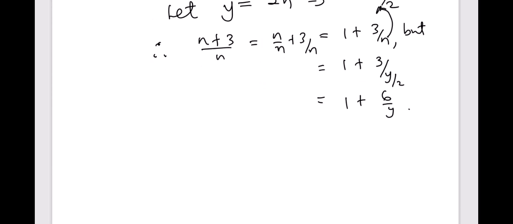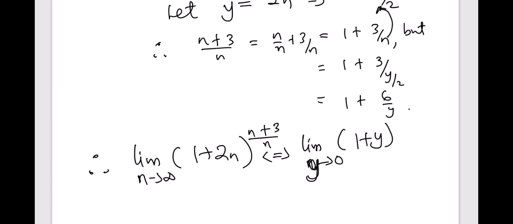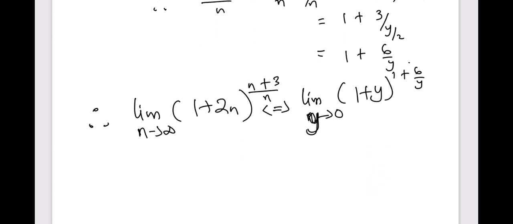We are now going to have, therefore, the limit as n goes to infinity of (1 + 2/n)^(n+3) is equivalent to the limit as y goes to 0 of (1 + y)^(1 + 6/y), like this.